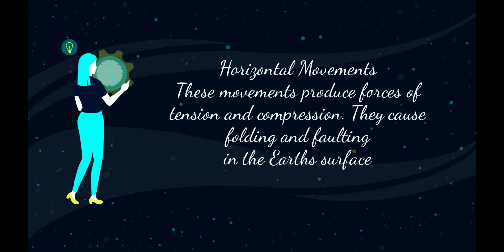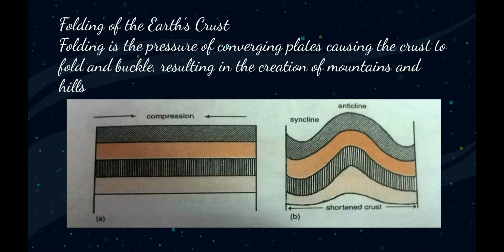Horizontal movements. These movements produce forces of tension and compression. These forces cause faulting and folding in the Earth's surface. Folding is the pressure of converging plates causing the crust to fold and buckle, resulting in the creation of mountains and hills. In the left picture, you can see the horizontal strata of the Earth's crust before folding. In the right picture, you can notice the compression from the forces shortening the crust of the Earth, thus forming mountains. You can also see the anticlines and synclines.